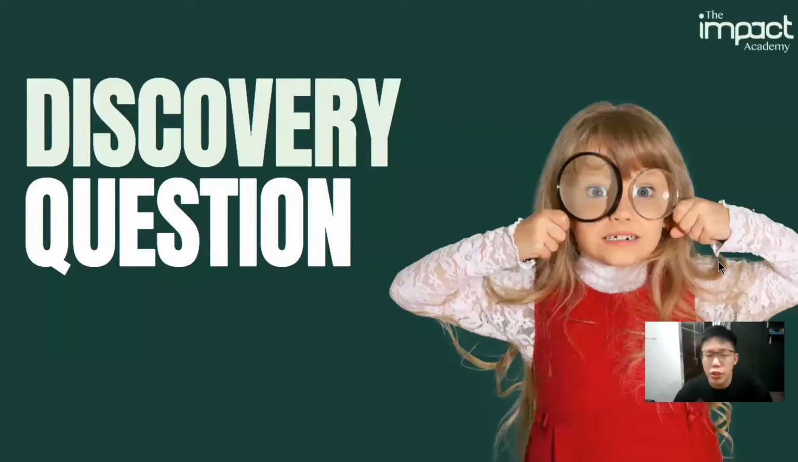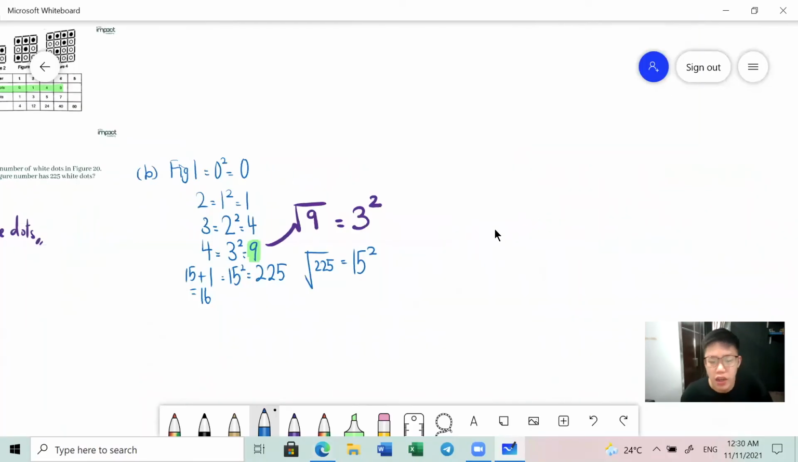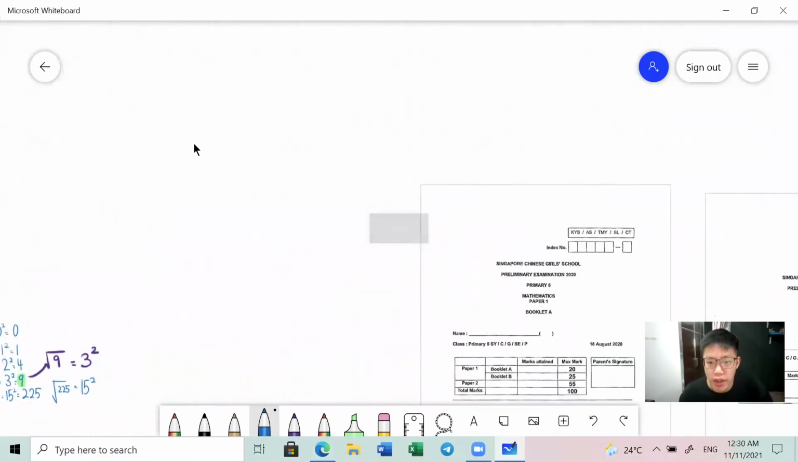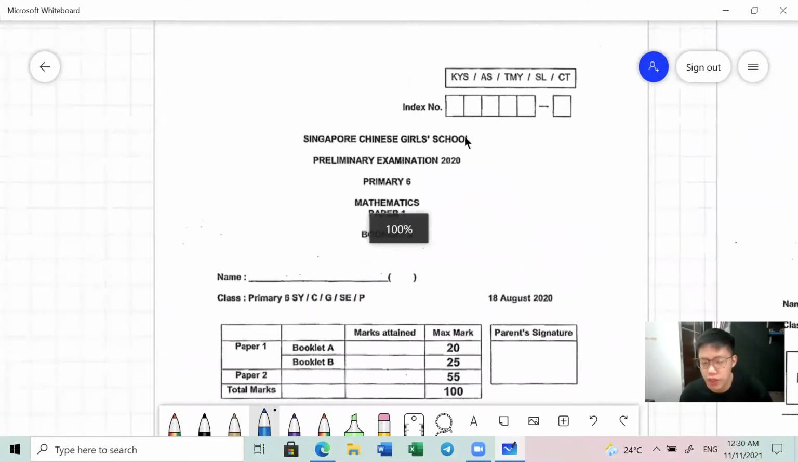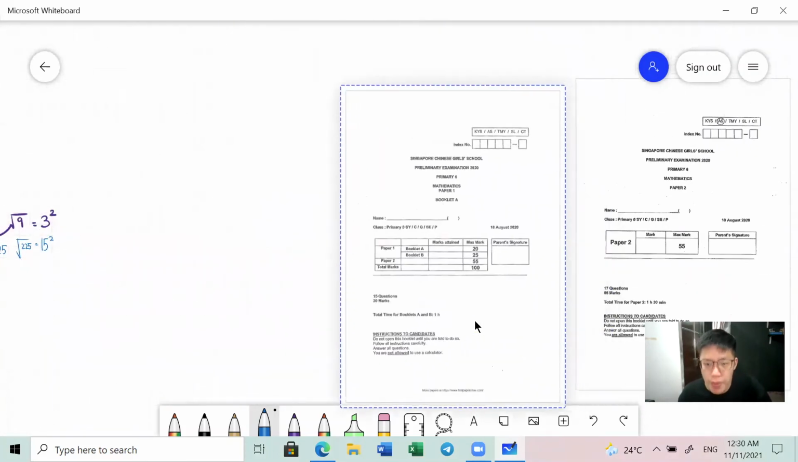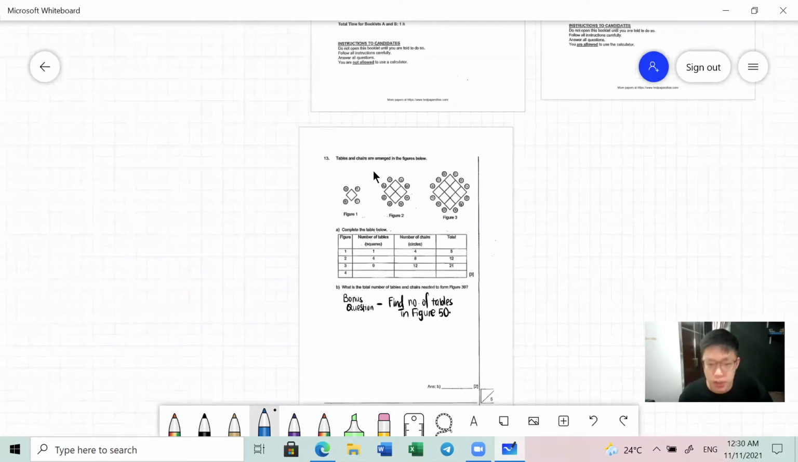Now, the next thing we are going to do is look at a discovery question. I'm just going to do it together with you. If you can, I would encourage you to copy it. As you can see over here, it's actually a very simple question. In fact, this question is extracted from Singapore Chinese Girls School paper number 2, and the question number is question number 13.